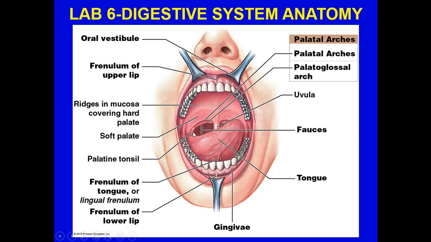We have the palatine tonsil here, soft palate, of course, hard palate, and these are the ridges in the mucosa that are covering the hard palate. Okay?